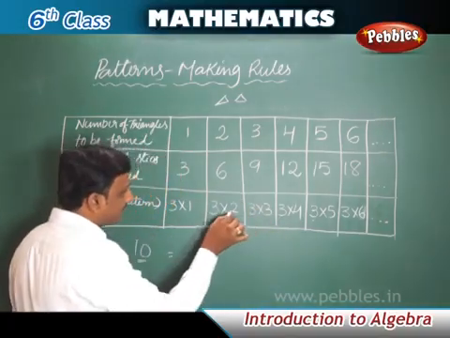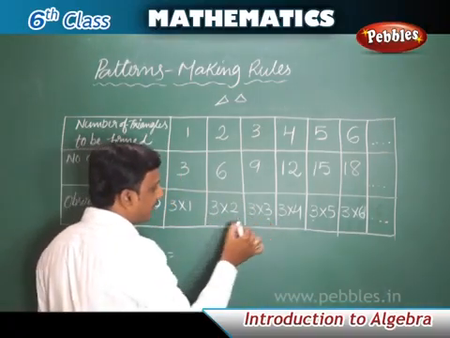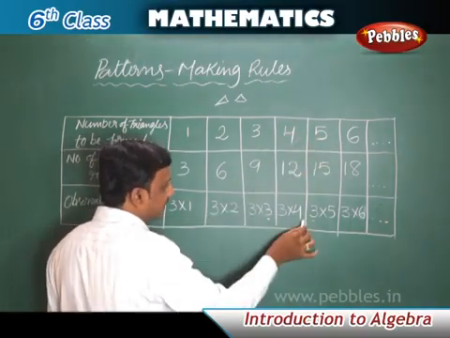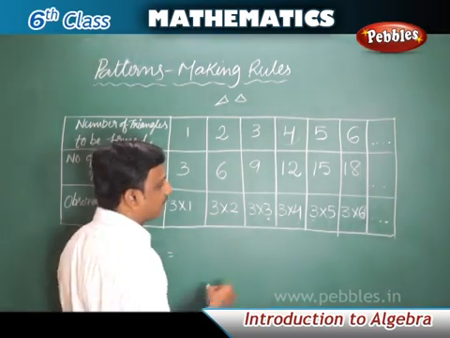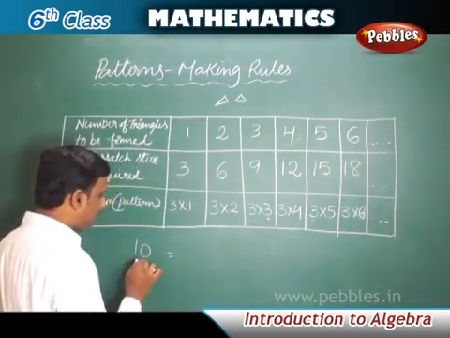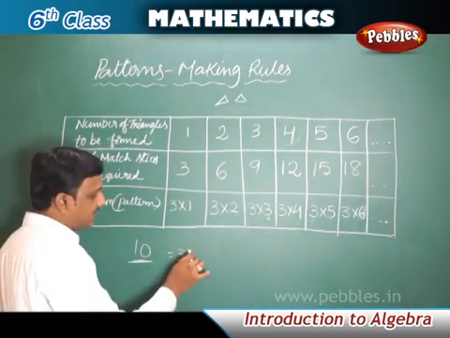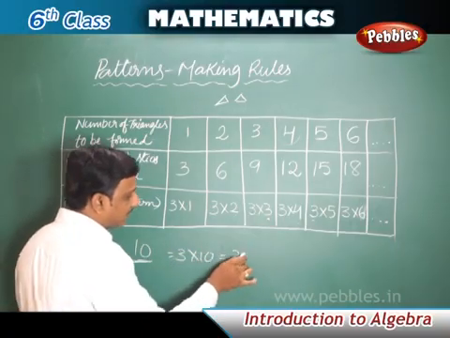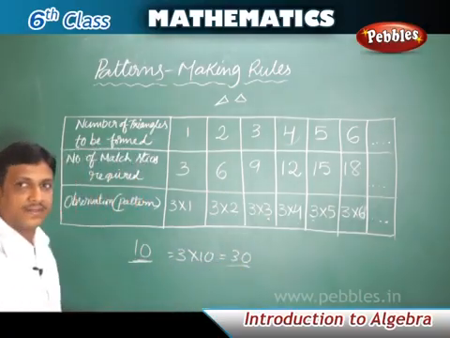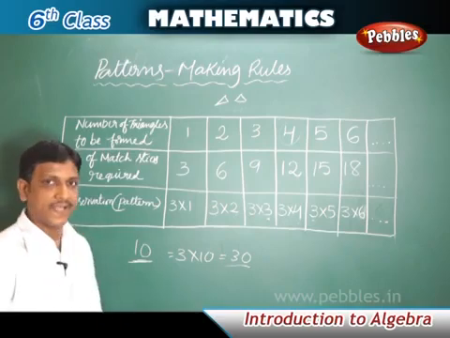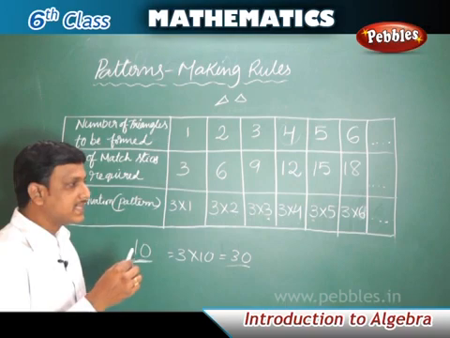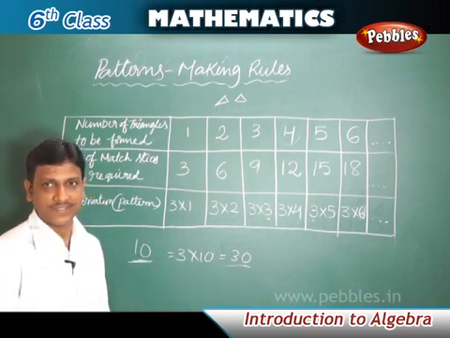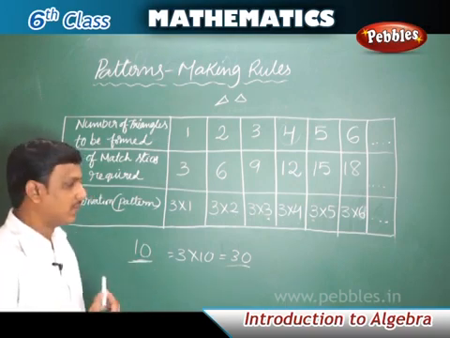So for every number it is 3 times. For every number. For example, 4 triangles. For 4 triangles it is 3 times the number of triangles. So for example, 10 triangles, 3 into 10. 30 matchsticks are required. So whatever the number you take, that number is multiplied with 3. That is 3 times that number of triangles, you get the number of matchsticks.